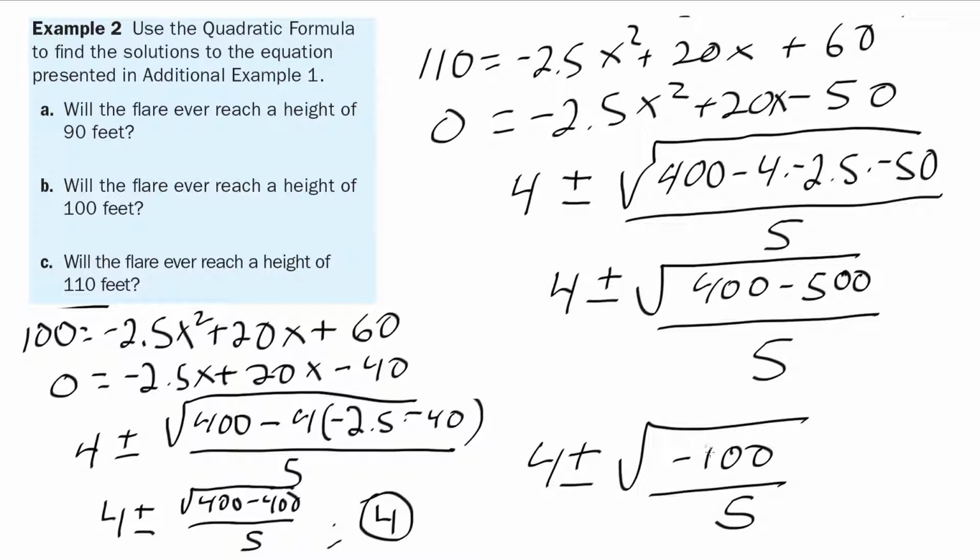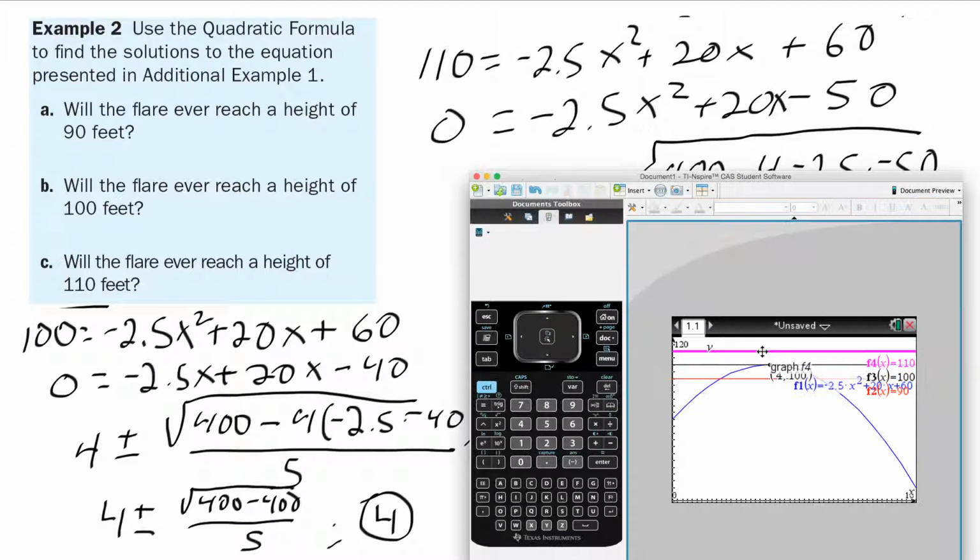And what we saw in our graph was that indeed it did not cross the graph at that point. The line we drew didn't cross the graph, so there were what we would call no real roots to a height of 110. Okay, well, let's move on to our next example.